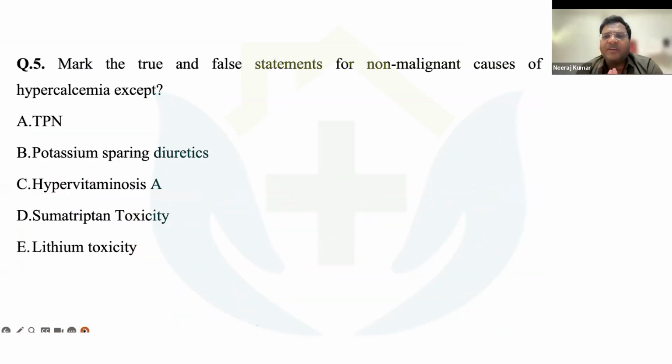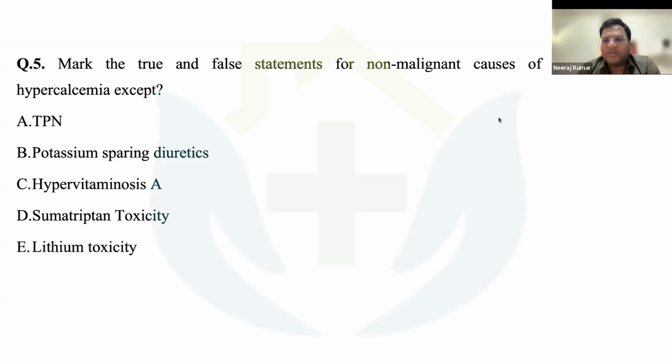So mark the true and false statements for non-malignant causes of hypercalcemia. Which of the following are non-malignant causes of hypercalcemia? So you have to mark true and false. Okay. Then I will discuss one chart in which the causes are written. So it is HCM, hypercalcemia of malignancy, we used to read, where the malignancy is the most common cause because of PTHrP hormone. But here the non-malignant causes of hypercalcemia are there.